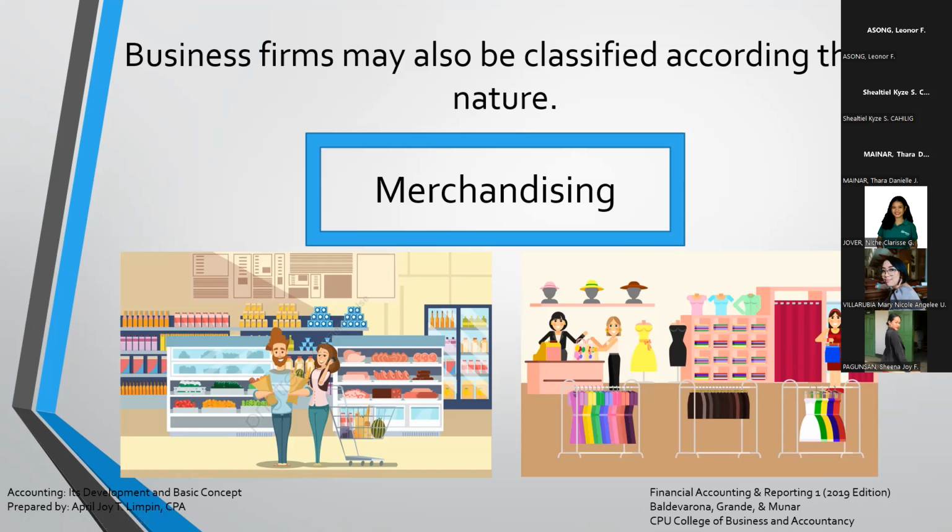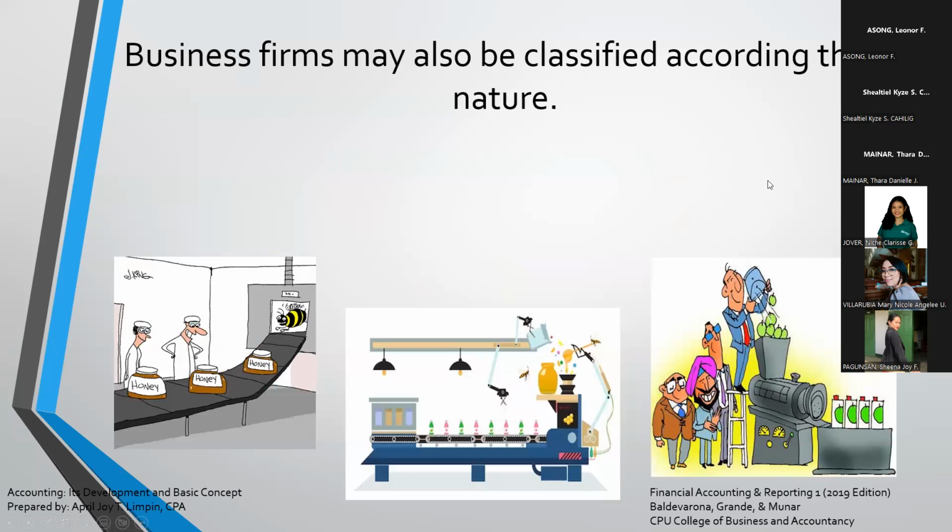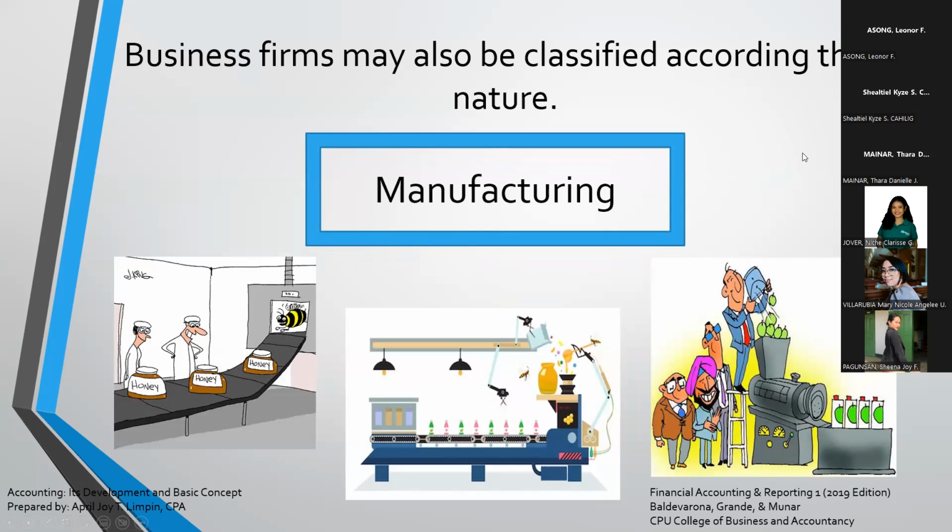Supermarkets, SM, Robinsons, same with the clothing line, Uniqlo, Penshoppe. So those are merchandising firms because they provide their customers with merchandise. So next is a manufacturing firm. They still provide their customers with merchandise, but they produce it. So the difference between a merchandising firm and a manufacturing firm is that the manufacturing firm produces its products from scratch and sells them, while a merchandising firm only buys the finished products, which come from manufacturing firms.